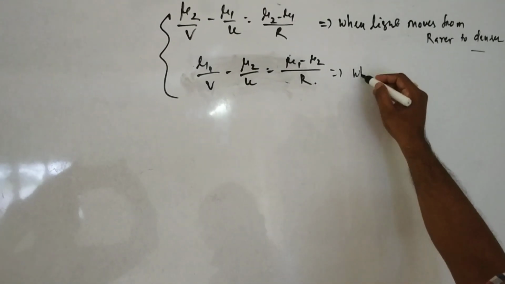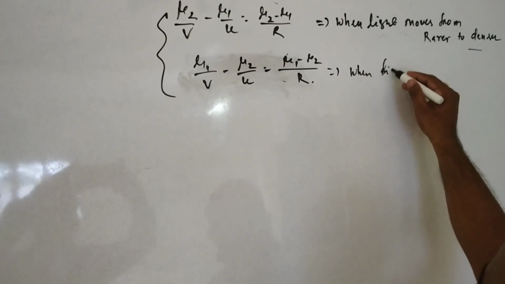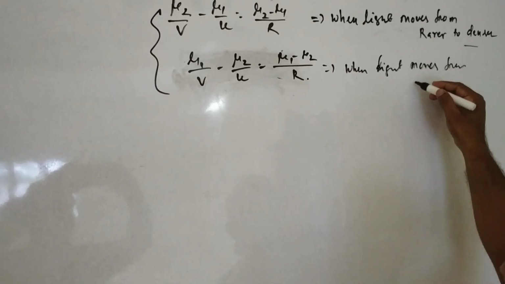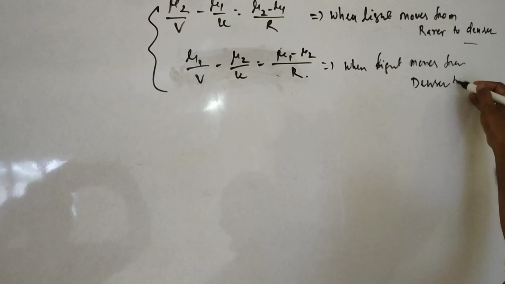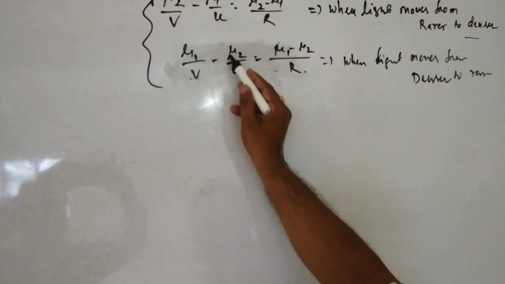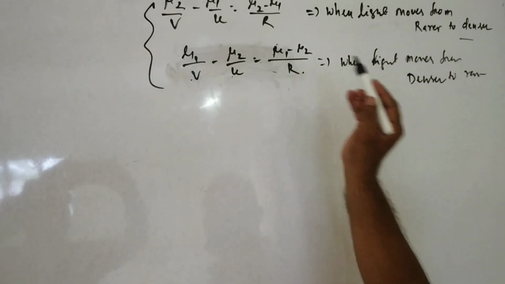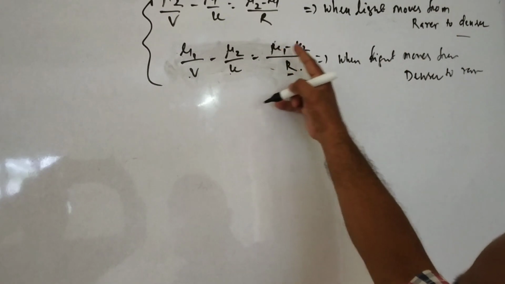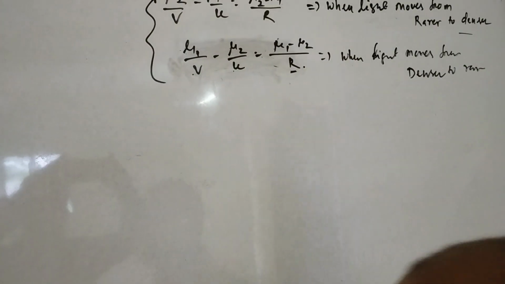Similarly, when light moves from denser to rarer, you will use this formula: mu1 by v minus mu2 by u equals mu1 minus mu2 by r. Here r is the radius of curvature, and mu1, mu2 are the refractive indices of the different media.